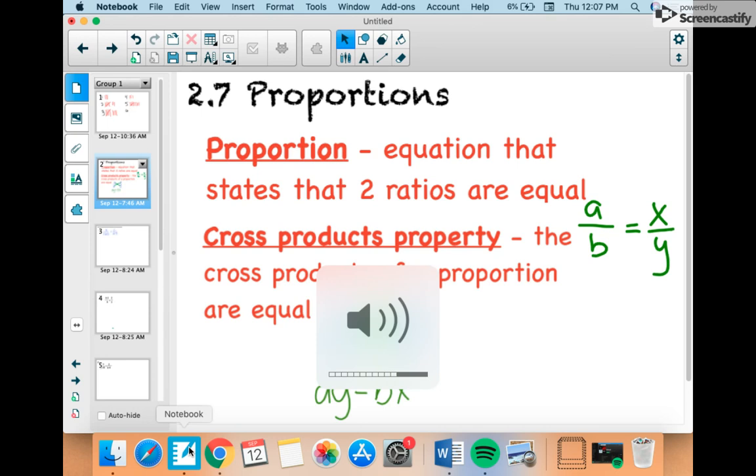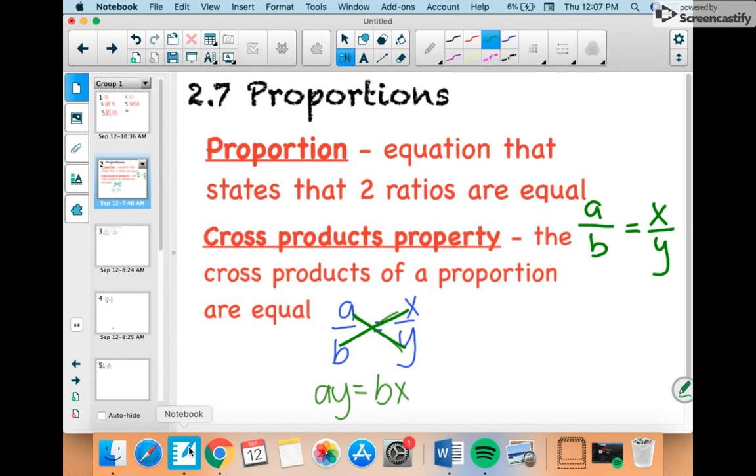All right, so we're going to talk about proportions today. A proportion is an equation that states that two ratios are equal. For example, we have A over B equal to X over Y. Those are two ratios and they're set equal to each other.